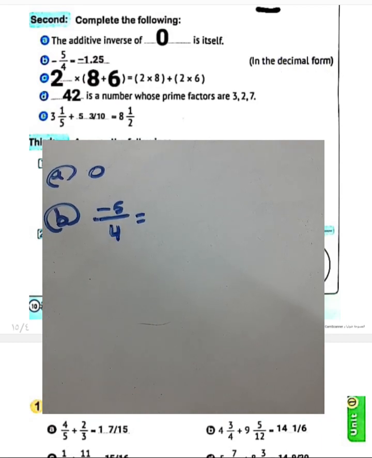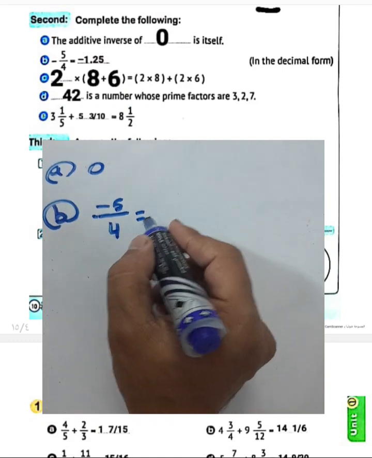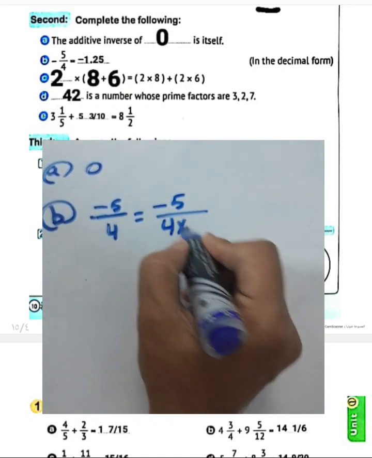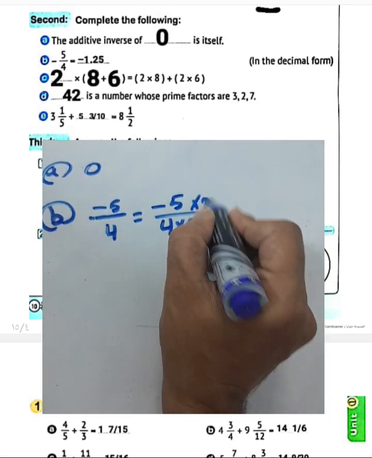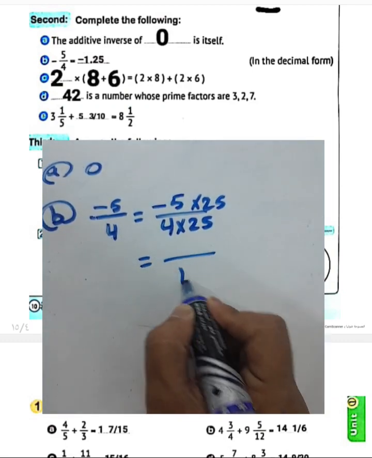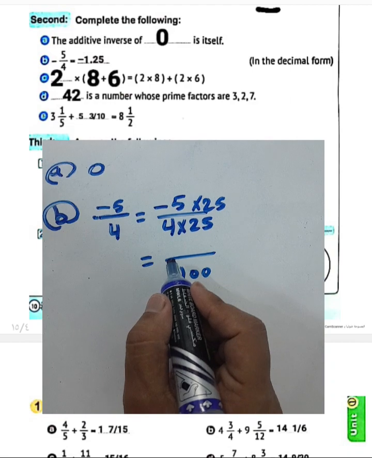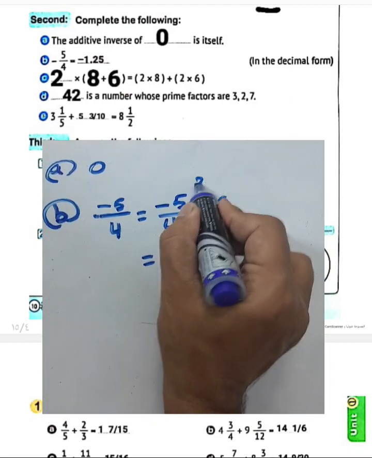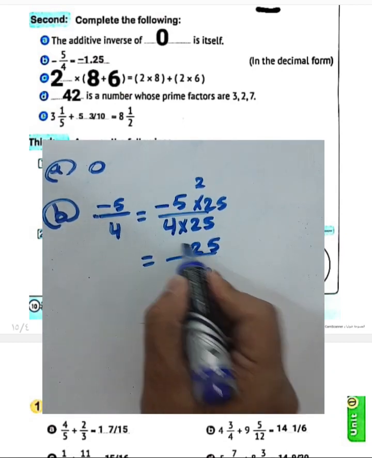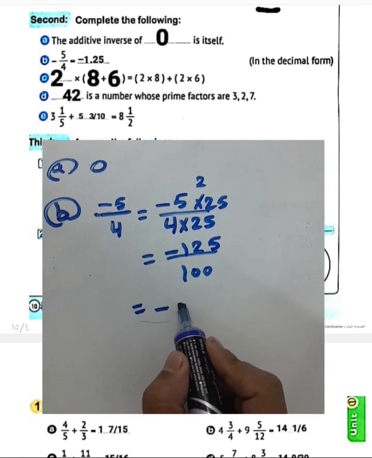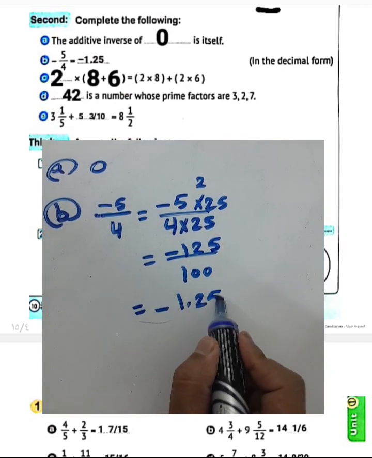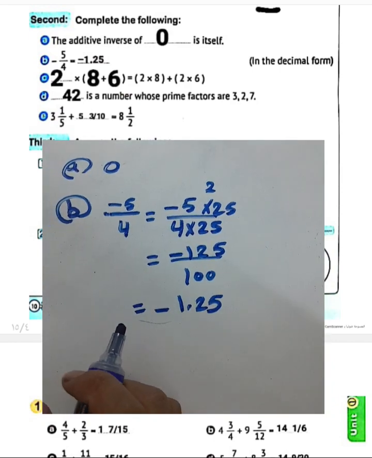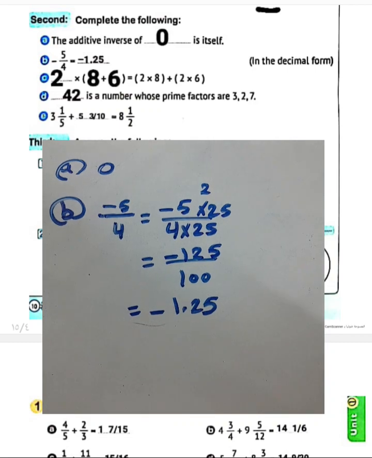Convert to decimal form, how? By multiplying numerator and denominator by 25. Write 100 in the denominator, and 5 times 25 equals what? 5 times 5 equals 25. Write 5 and carry 2. 2 times 5 equals 10, plus 2 equals 12. And write the negative here. Write negative and 1.25, because we divided by 100, so you must put the point after two places. Okay. Question letter C.